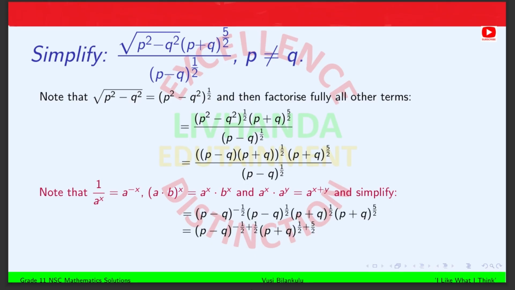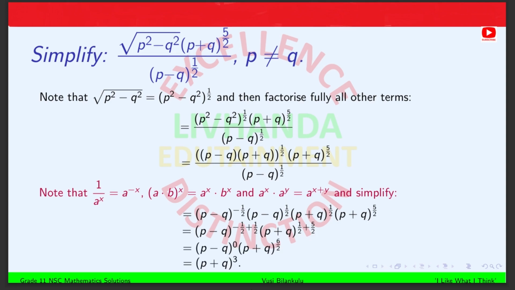Next, use the division rule of exponents to represent this fraction in terms of its integers. Simplify further by adding exponents of powers of the same base. So then, the simplified expression is given by p plus q all raised by exponent 3.